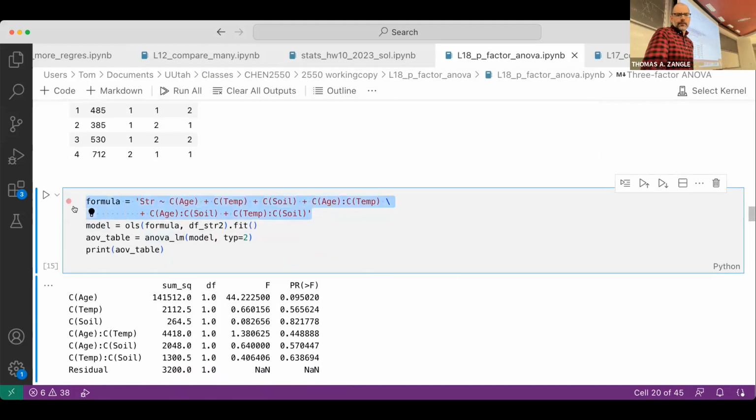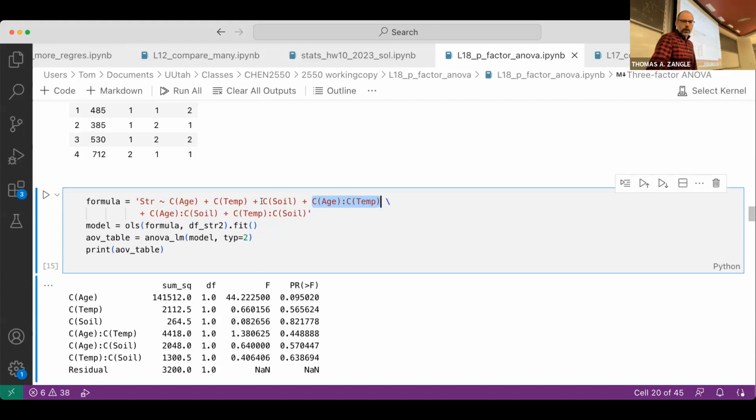Here our formula is a little bit different. We still have all of the individual parameters one by one. Again, we're using that C tag, the categorical tag, because we basically want to be doing ANOVA, not just generalized regression. But in the case of three-way ANOVA, even with one replicate, we are able to look at two-way or pairwise interactions. So we're looking at interactions between age and temperature, age and soil, and temperature and soil. We just can't do the three-way interaction from here.